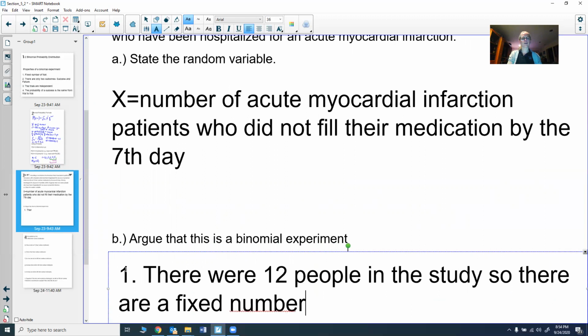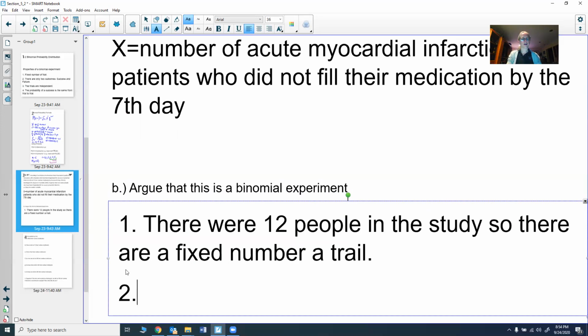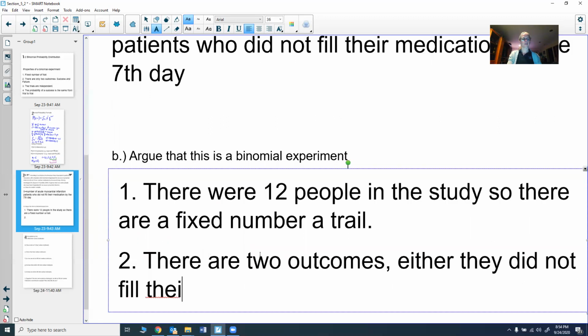When we argue that it is a binomial experiment, we don't just reiterate these things, we actually argue and show that it is true. So there are 12 people, so there's a fixed number of trials. The second one is that there are only 2 outcomes. In this case, they either filled the medication or they did not fill the medication. So there are 2 outcomes.